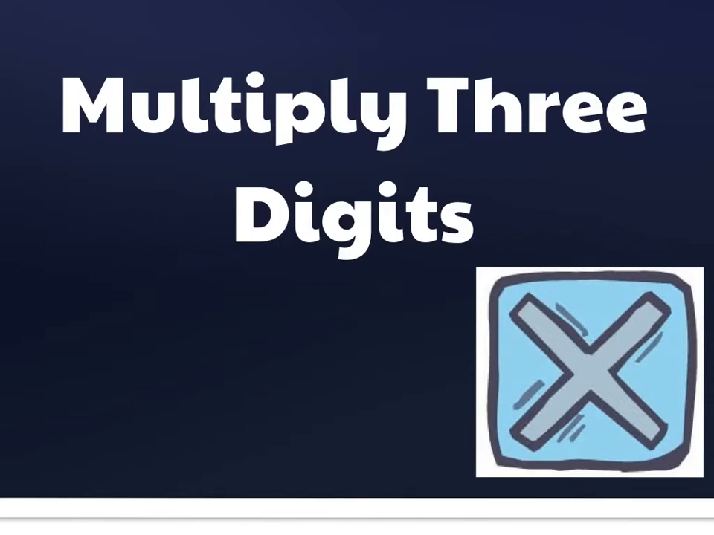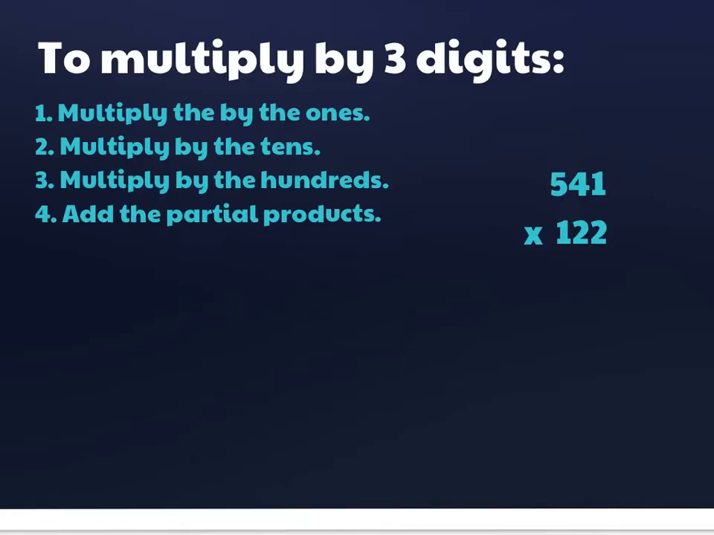We're going to multiply numbers by 3 digits. To multiply numbers by 3 digits, the first thing that we have to do is multiply by the ones, then multiply by the tens, then multiply by the hundreds, and then add the partial products. So over here we have 541 times 122. We're going to first multiply by the ones.